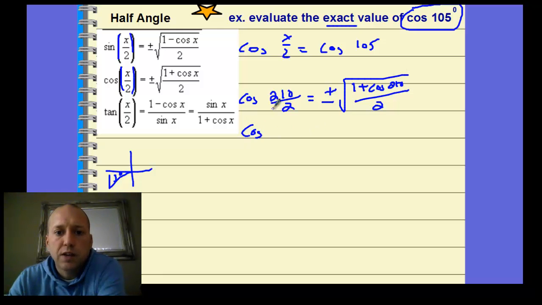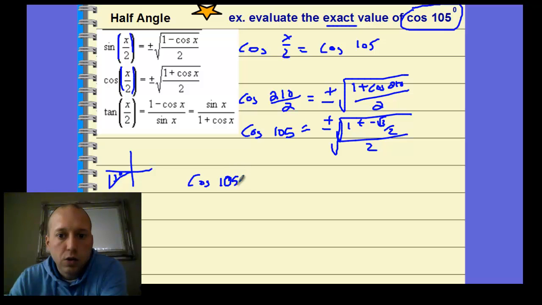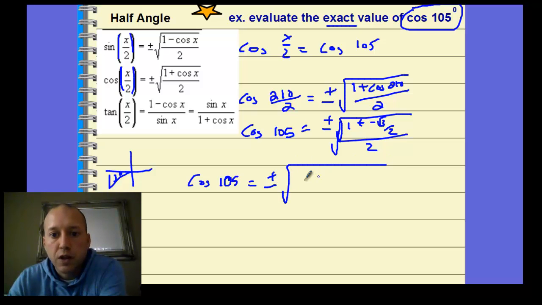And so cosine, this is really 105, equals plus or minus the square root of 1 plus cosine of 210. So cosine is the x value. That's the negative root 3 over 2, all over 2. The whole thing's being rooted here. Now, we do not want the fraction within the fraction. So what we are going to do is multiply the top and bottom by 2 over 2. So put that in parentheses. So if we do that, you get 2.